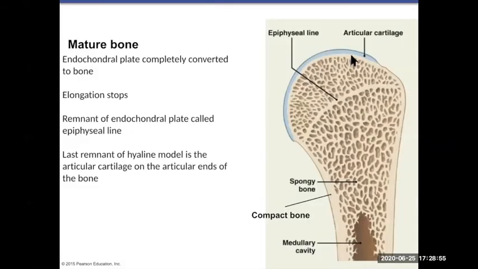So in the end, all you're left with, again, is that articular cartilage at the tips of your bones. This epiphyseal line right there, you might see this in the anatomical neck of the humerus right here. You'll see it in any bone. You'll see this line. It's called the epiphyseal line. That's that last bit of growth plate after you're done growing. All right, so that's how bone grows in length.